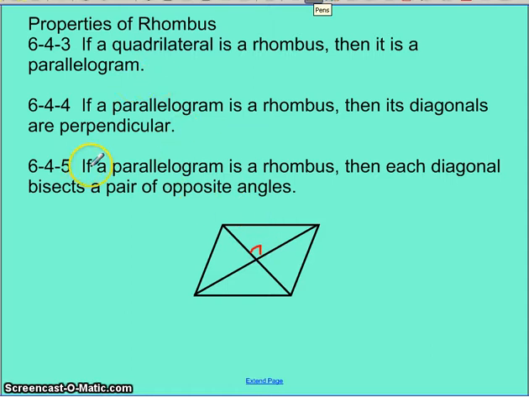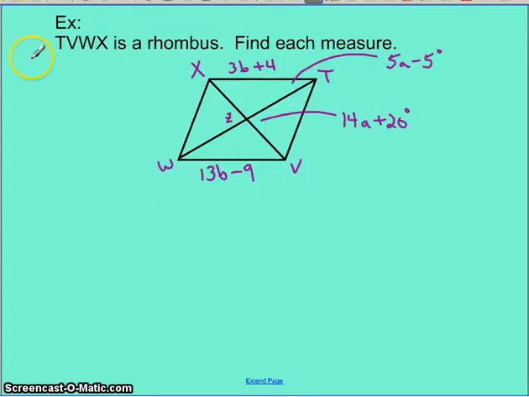Alright. If a parallelogram is a rhombus, then each diagonal bisects a pair of opposite angles. So anyways, this angle right here would be bisected, making this side congruent to this side. Also, you'd have this angle bisected, making this angle congruent with this angle.